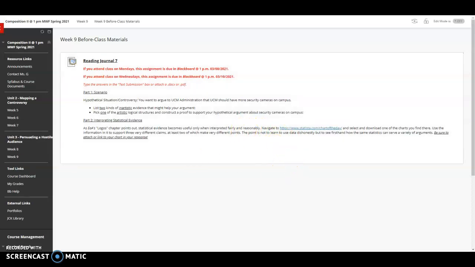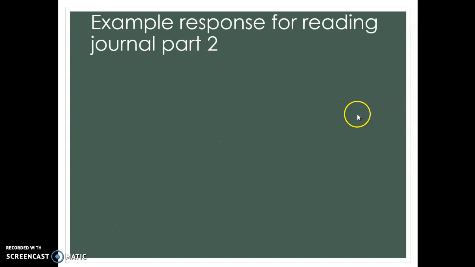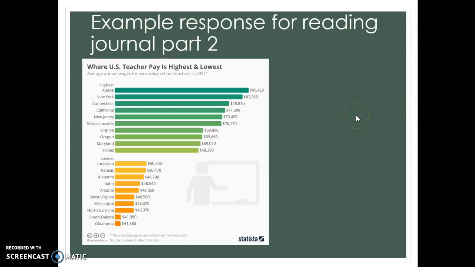So let me give an example of what I'm looking for part two. Okay, so I pulled this chart from that website about a year ago, so it's slightly out of date, and actually it was from 2017 anyways. So this is the highest ranking teacher salary, where what states they are from, and then the lowest ranking. So a topic close to my heart, let's say.